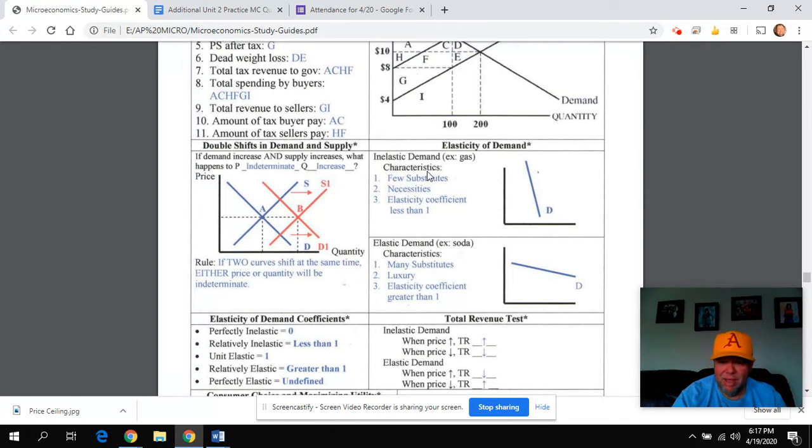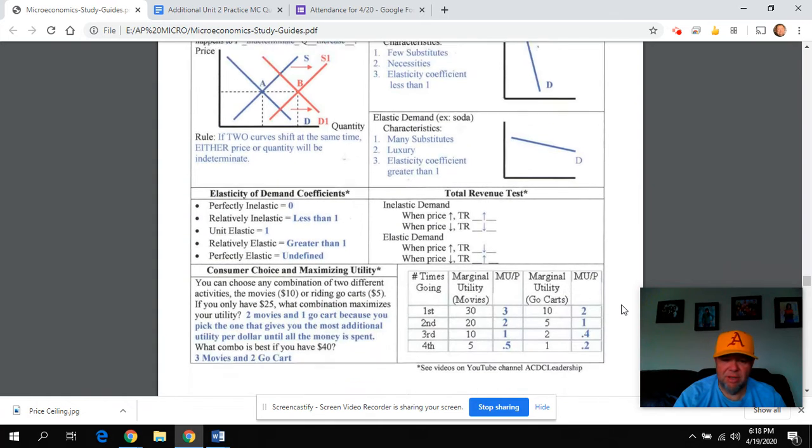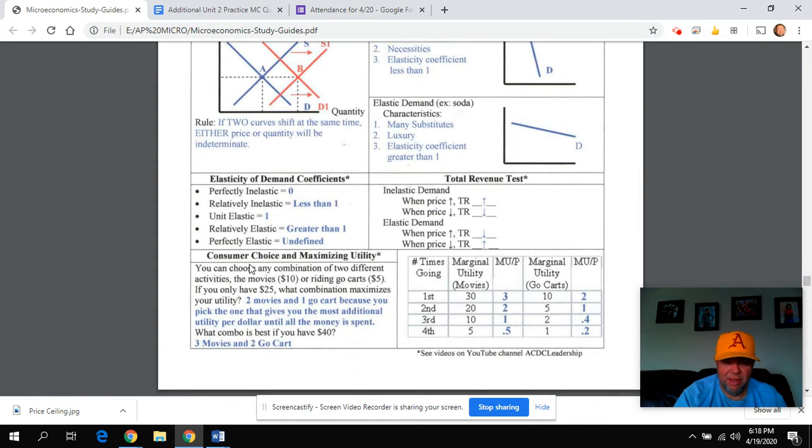Elasticity, remember, inelastic: there are few substitutes, they're necessities, and the coefficient of elasticity is less than 1. Elastic demand, right? Many substitutes, luxuries, etc. Here are the elasticity demand coefficients. I will also share with you the micro equations for everything you need.